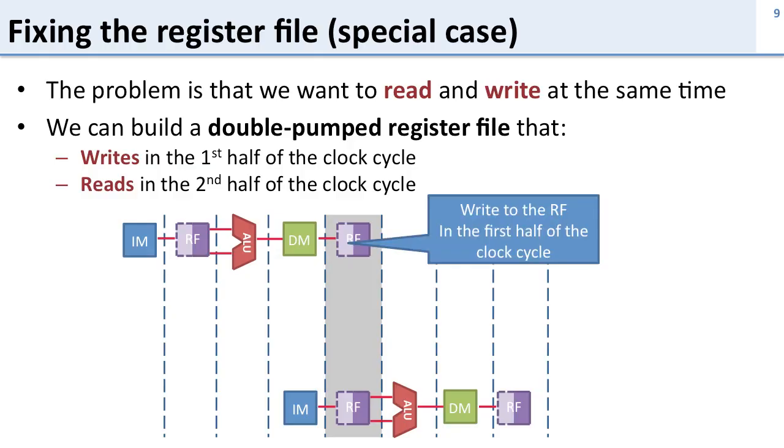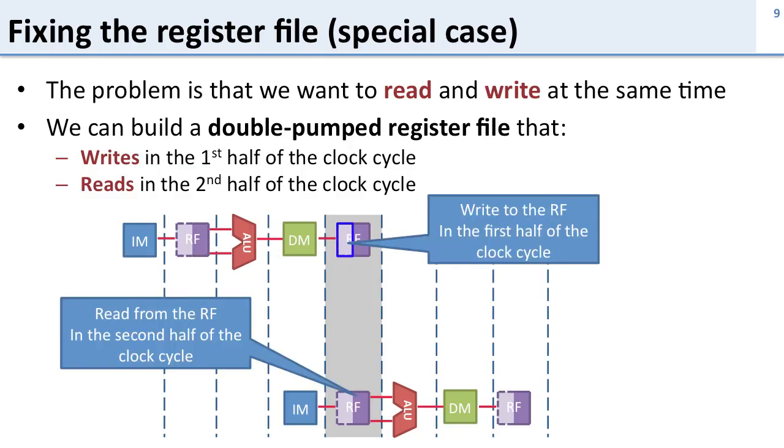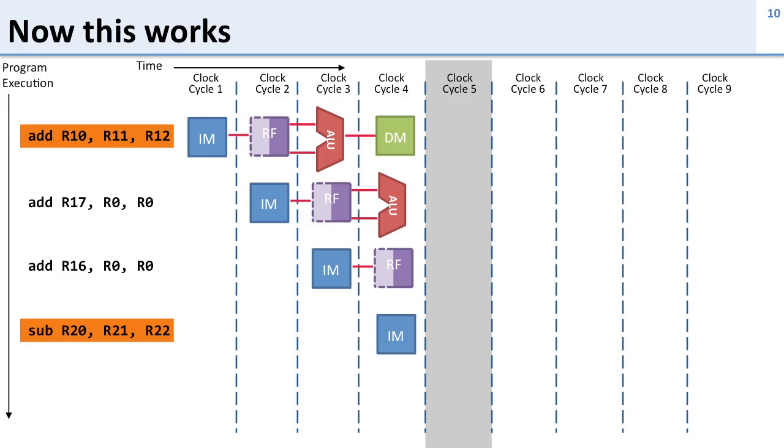Here's a picture with our double pumped register file. You can see the first half is where we do our writes, and the second half is where we do our reads. Now when we have instructions like this, the writes and reads don't interfere because we can do both in the same clock cycle. So let's see how this works with our example.